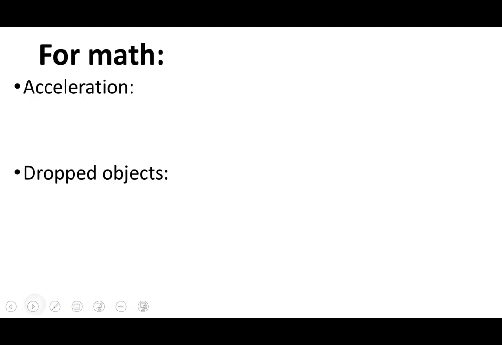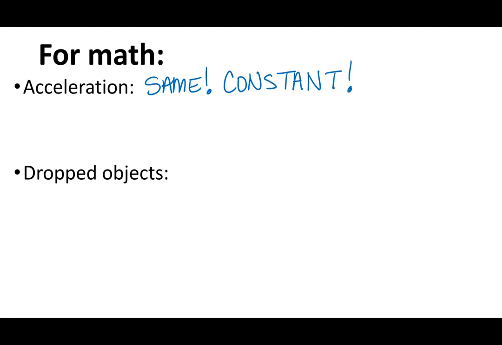Therefore, the acceleration has to be the same. It is constant. It doesn't change. The only reason why feathers float is because of air resistance. But if there's air resistance, then there is not free fall. In this unit, we are assuming an ideal scenario, which means we're assuming no air resistance, gravity only.